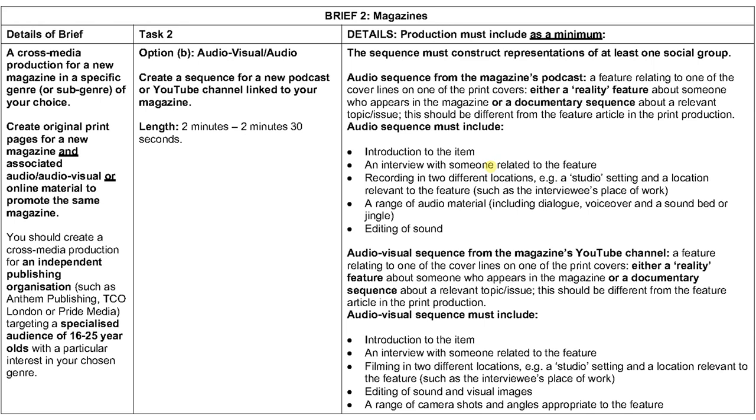Just like the podcast, it has to have an introduction to the item, an interview with someone related to the feature, filming in 2 different locations, a studio setting and a location relevant to the feature, such as the interviewee's place of work, editing of sound and of visual images, and a range of camera shots and angles appropriate to the feature. As you can see, they're exactly the same, except that the YouTube video is a bit more difficult because you have to actually film it.